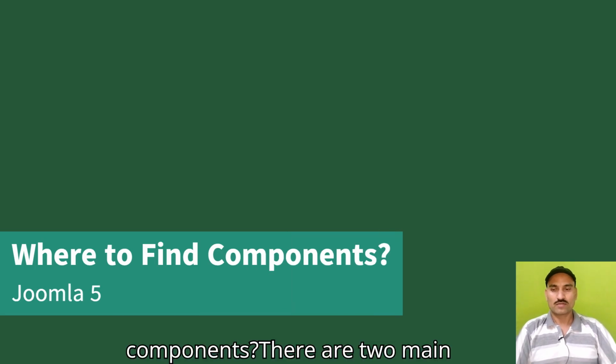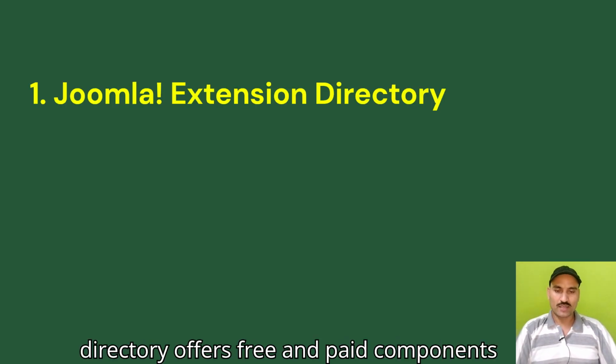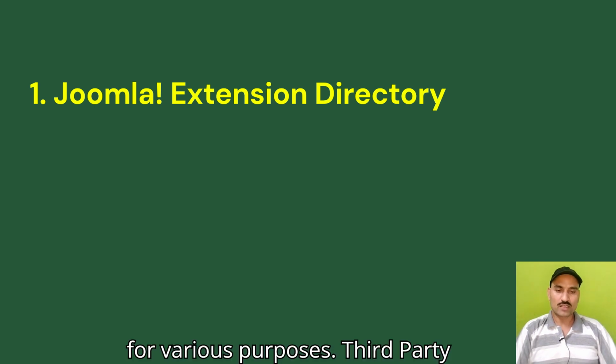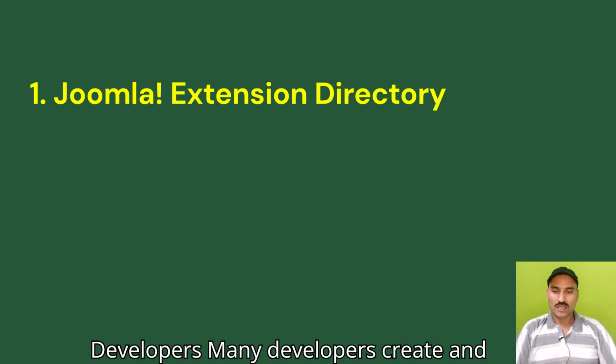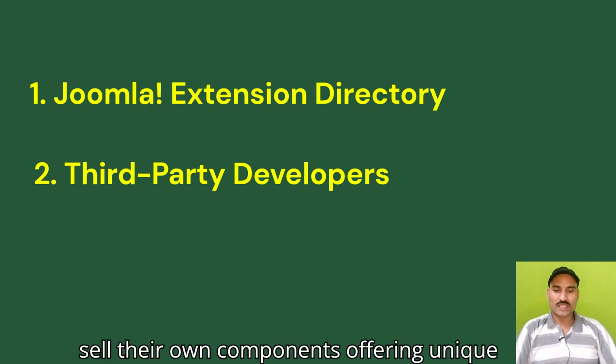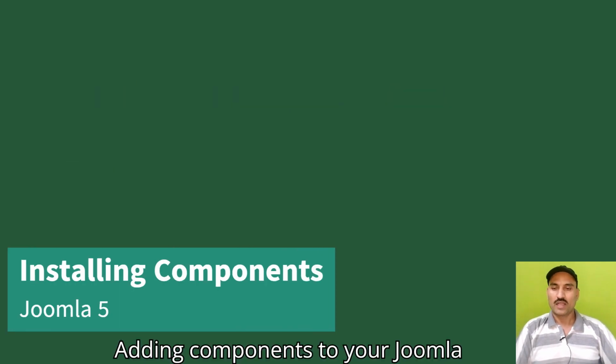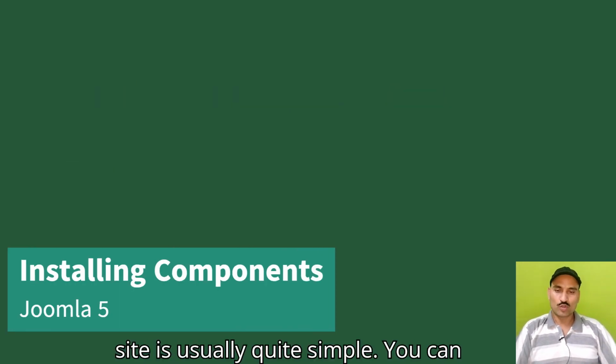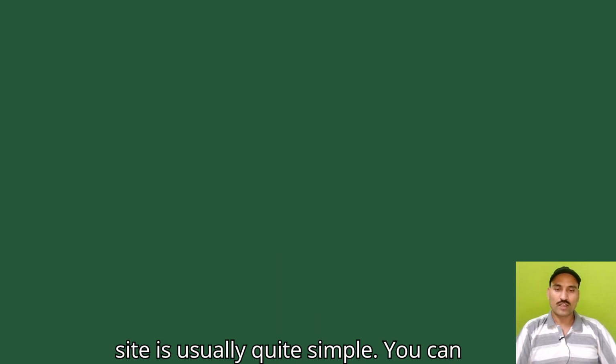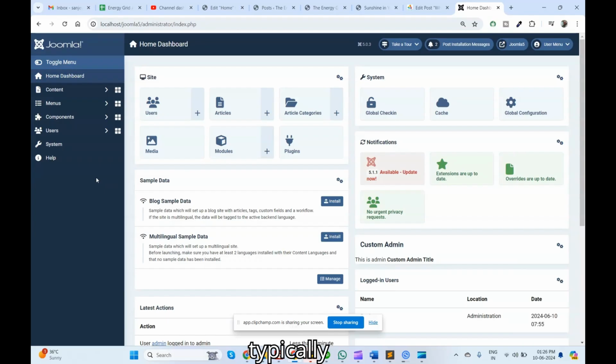Where to find components. There are two main places to find components: the Joomla extension directory, this official directory offers free and paid components for various purposes, and third-party developers. Many developers create and sell their own components offering unique functionalities. Installing components. Adding components to your Joomla site is usually quite simple.